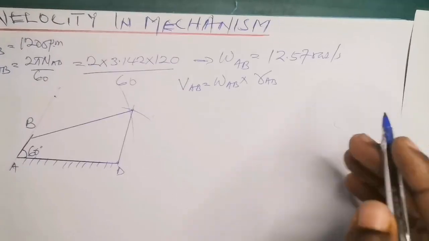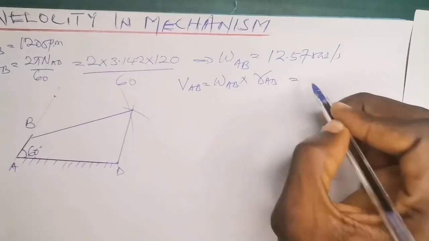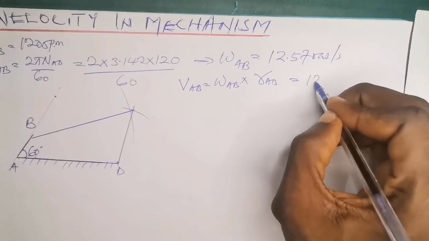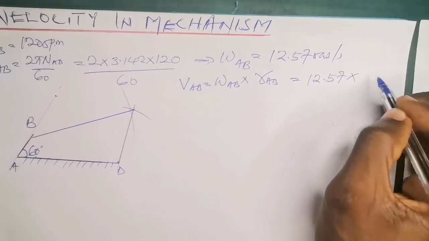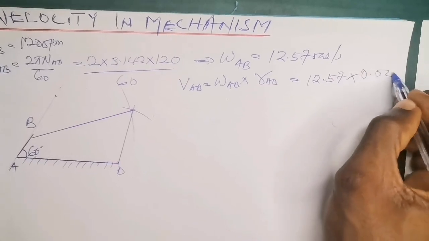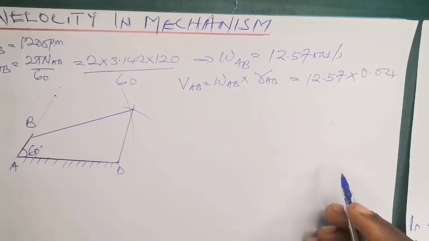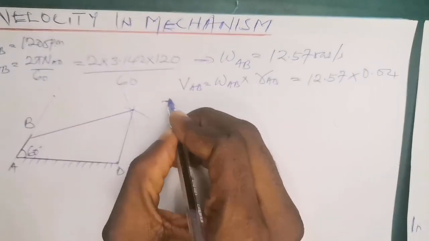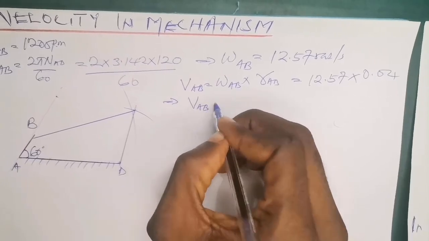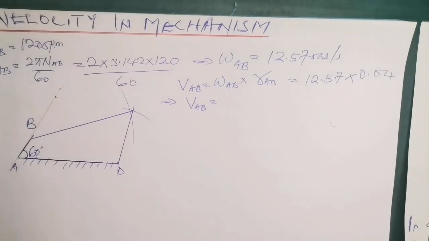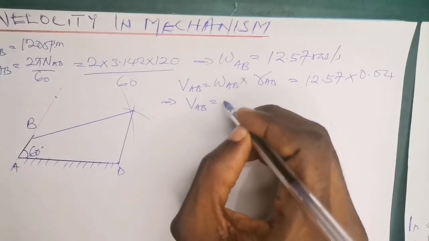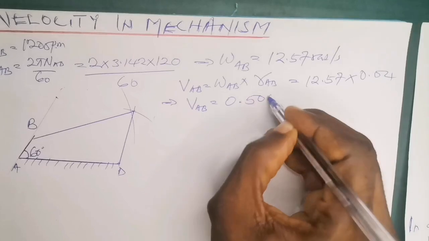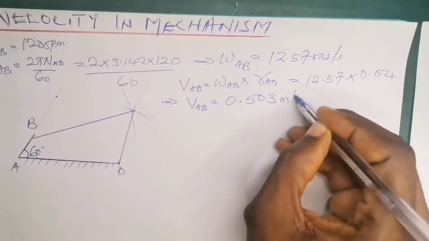So the speed of rotation of AB is now going to be 12.57 multiplied by 40 millimeter, which is 0.04, simply 40 divided by 1000, which converts it to meter. So the speed of arm AB is equal to 12.57 multiplied by 0.04, which gives us 0.503 meters per second.